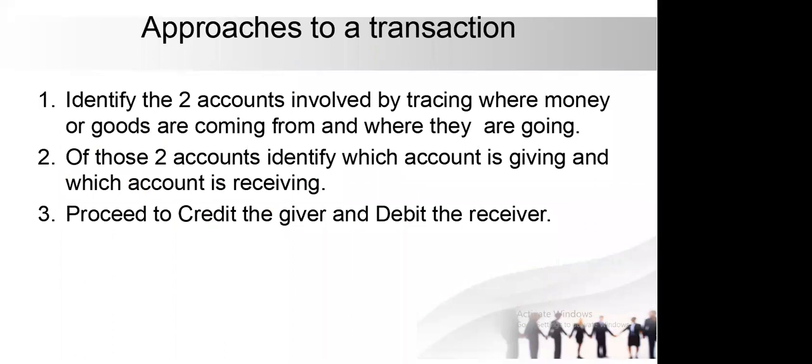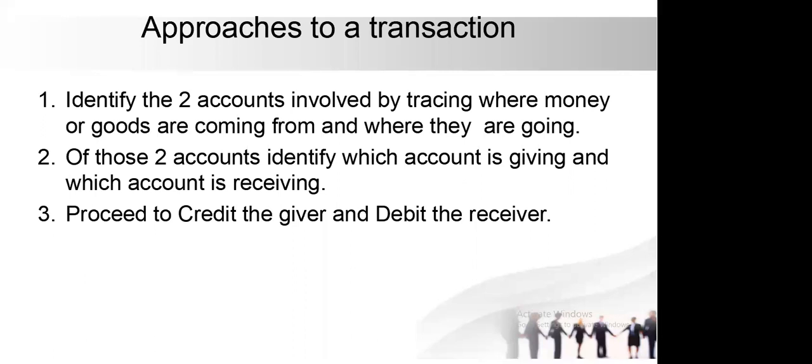How do you identify those two accounts? You trace where the money is going or where the goods are going. So in accounting, we are either dealing with money or we are dealing with goods. So to identify the two accounts, you trace where the money or goods are coming from. That's one account. And then you trace where the money or goods are going. That would form another account.